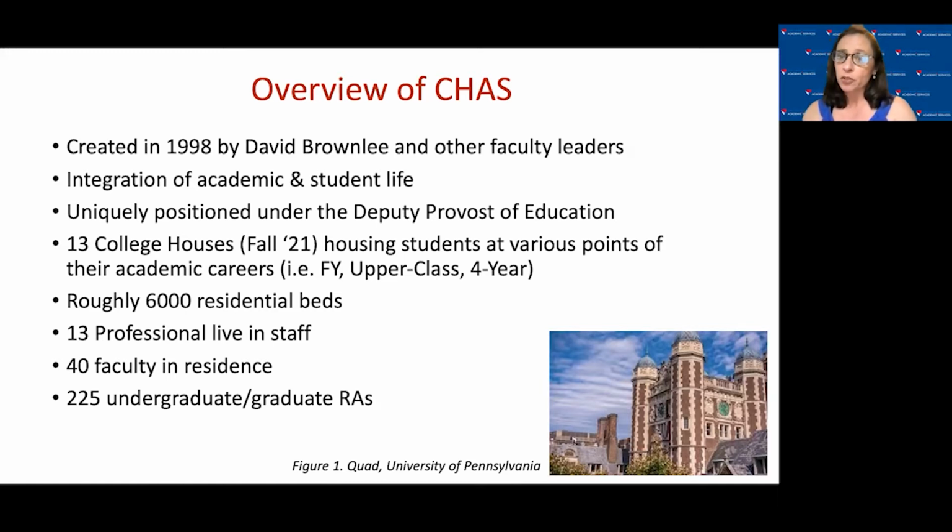We have 13 professional staff living in, so Ebonice and Trina represent those 13. And then we have 40 faculty in residence. So we have a large population of individuals that are committed to this integration of academic and student life. We also have over 225 undergraduate and graduate resident advisors. So we have a large ecosystem, not just of the humans, but also of the way that we approach our training and supporting our students and our staff through that process. So that gives you an overview of our college house system.